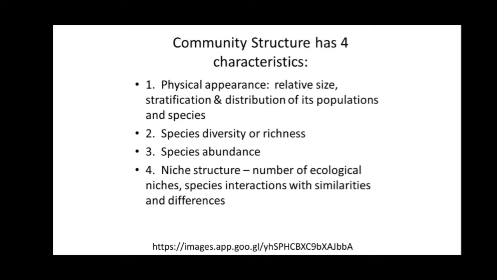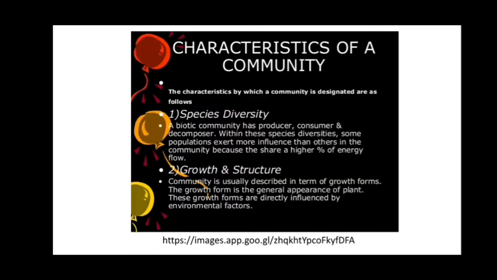So, the community shows physical appearance like relative size, stratification, distribution of population and species, species diversity or richness, and species abundance. Now, the niche structure: the number of ecological niches, and the species interactions with their similarities and differences. So, the next slide shows the characteristics of a community.